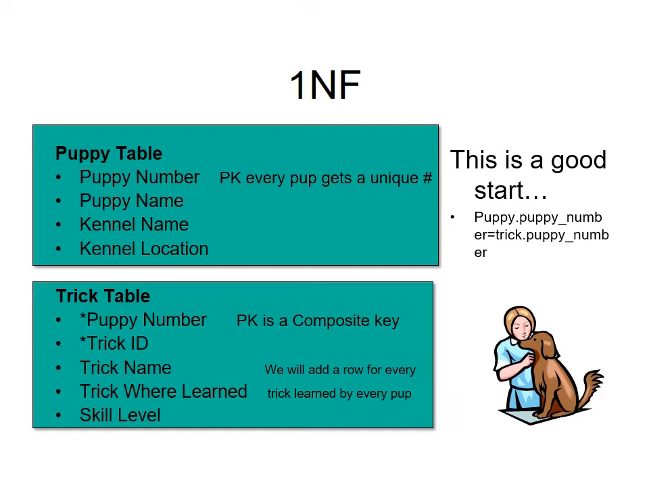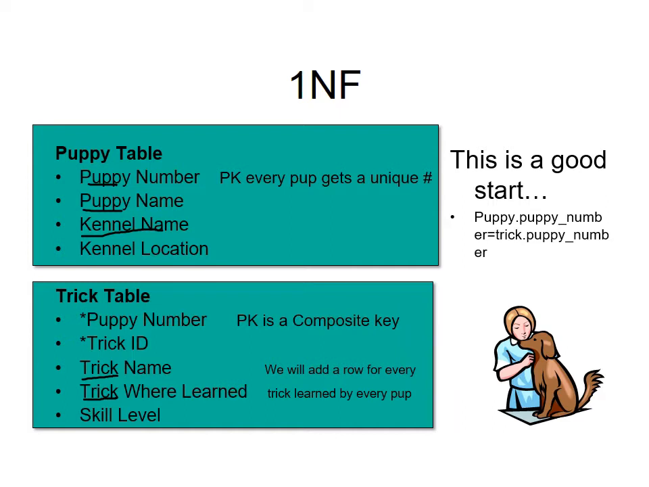So at first glance, we start to see that we could break the unnormalized list that we saw in the prior slide, and we could create actually a puppy table, and that puppy table will have a primary key, and it'll have some additional attributes. We'll then see a second table evolve, and that will contain the trick that the puppy might know. Well, in order to help track this, we'll also bring along the puppy's number, a trick ID, and then what the trick is, and then we're also going to keep track of where they might have learned it, and we'll assess a skill level from, say, 1 to 10.